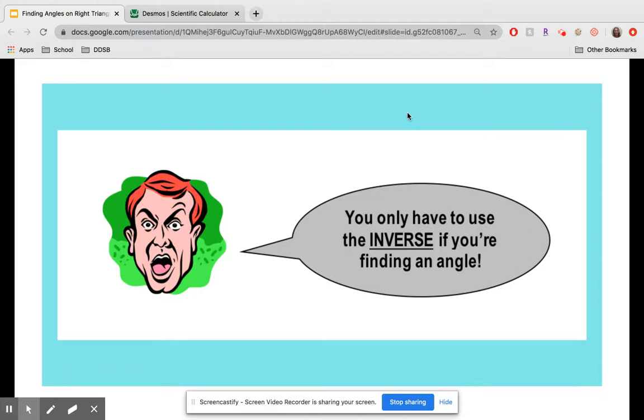You only have to use the inverse if you're finding an angle. If you aren't finding an angle and you're actually finding a side length, so let's say we want to find the hypotenuse, then we won't use the inverse function.